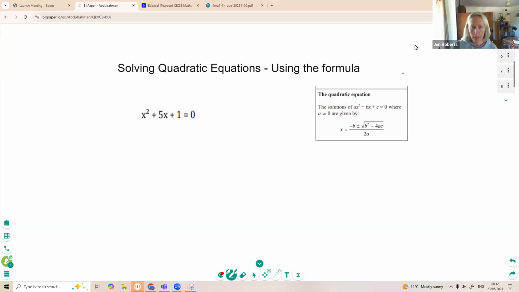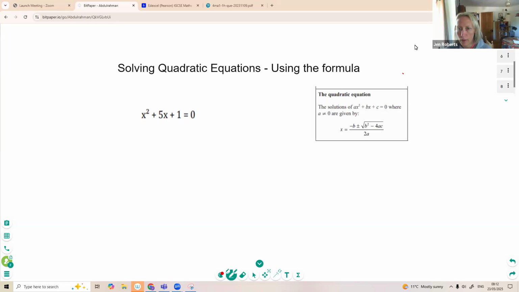Hey, this recording is all about solving quadratic equations, specifically using the formula. There are other methods for solving quadratic equations. The first method is by factorising, and you could do it by completing the square. We've got this method using the formula.